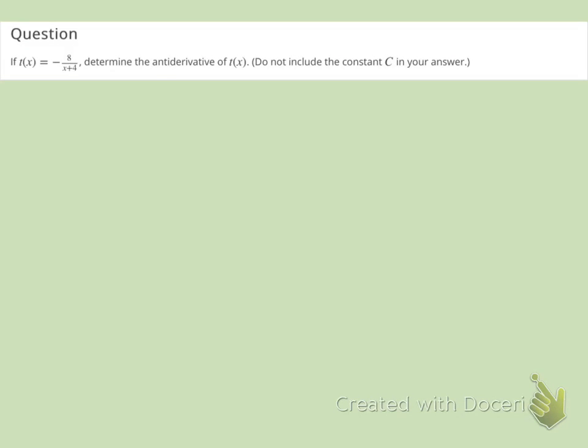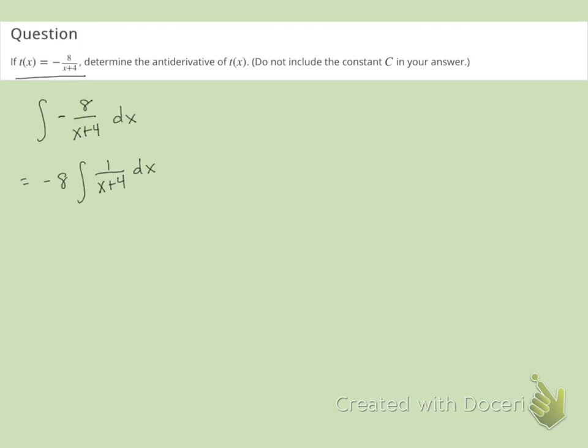For this problem, we're finding the antiderivative of t of x. So we're going to set this up as the integral of -8 over x plus 4 dx. And I'm going to start by bringing this -8 out in front of the integral so that I have 1 over x plus 4 dx.